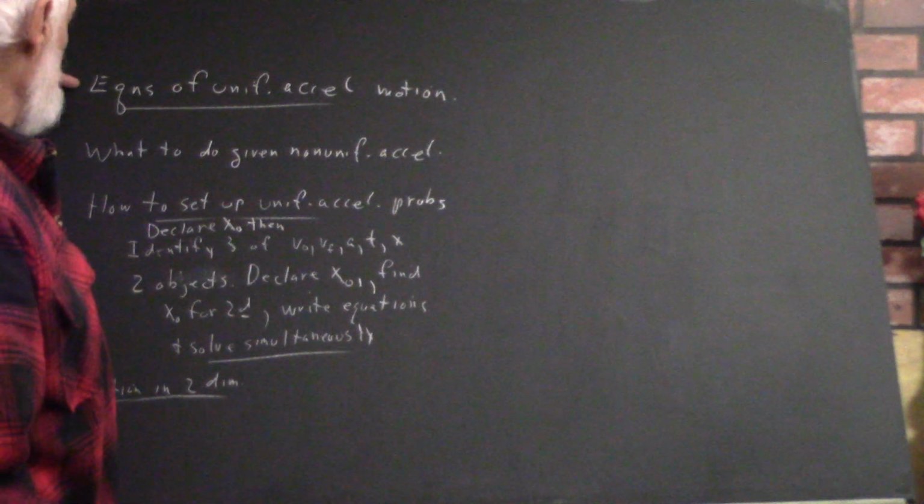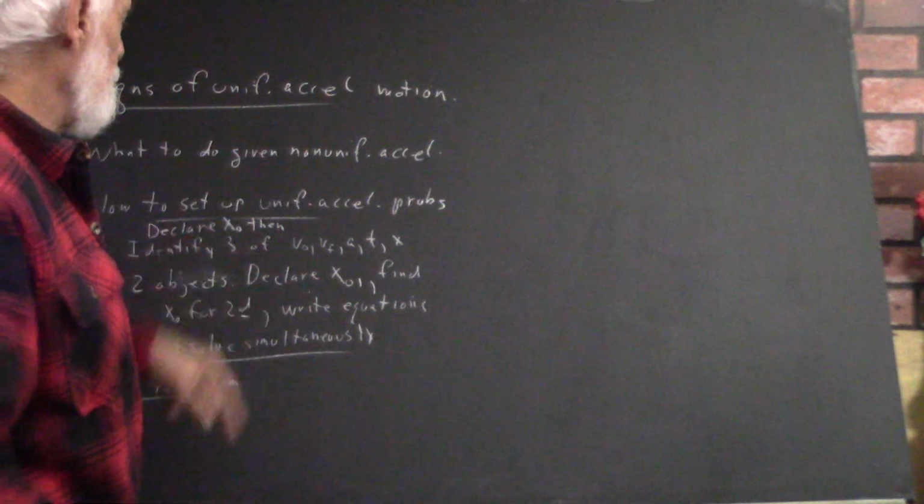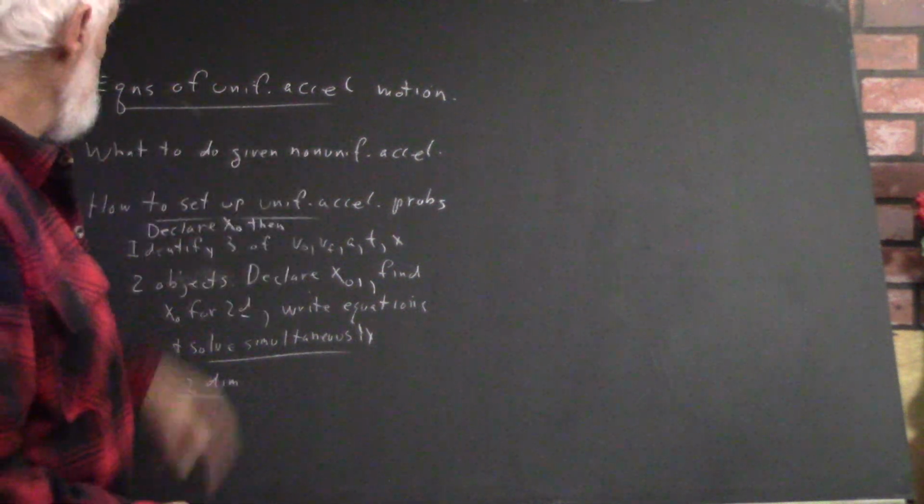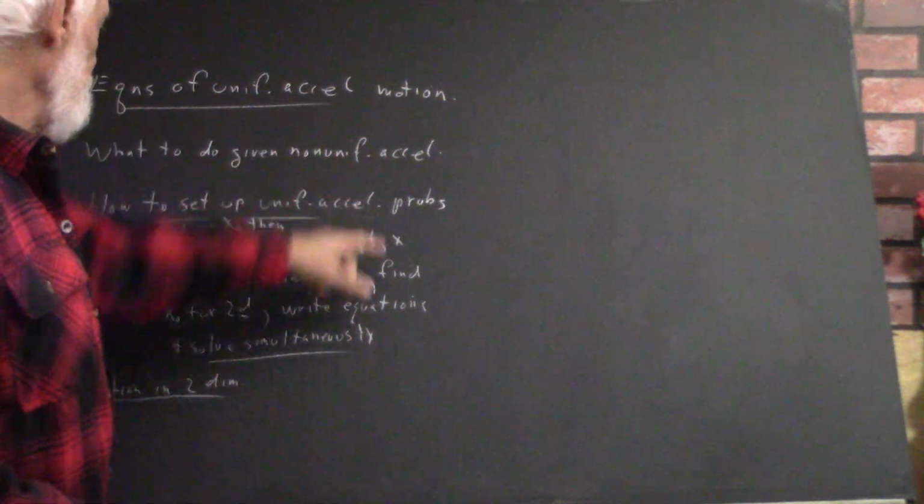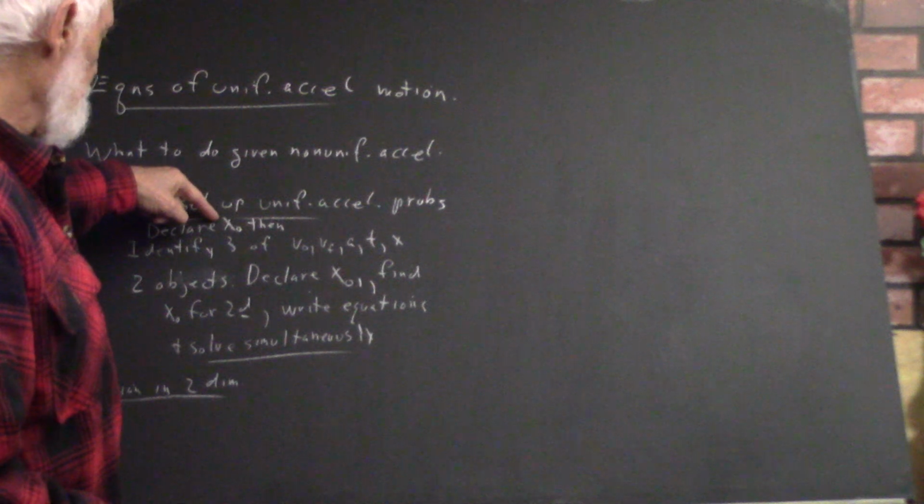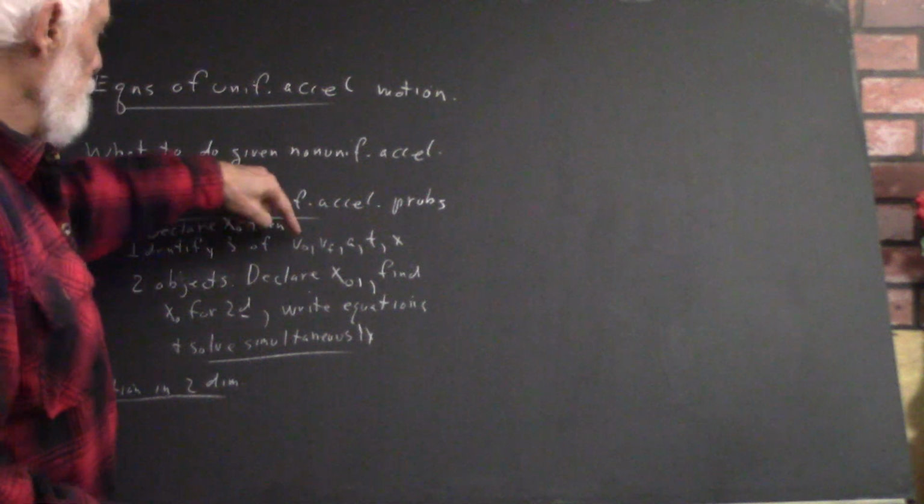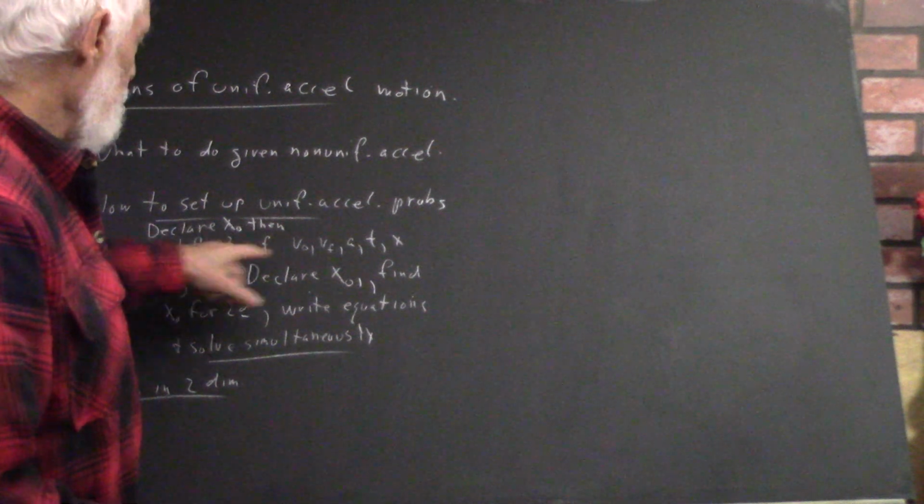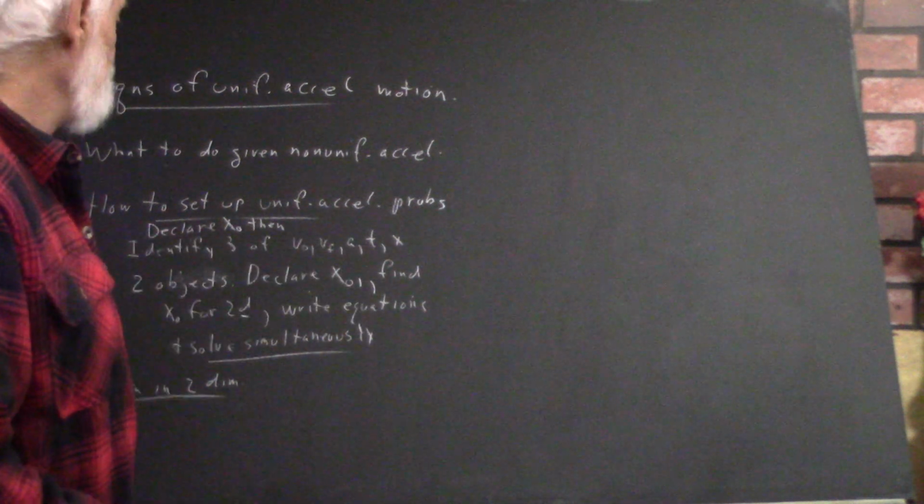Okay, so again, equations of uniformly accelerated motion. You got to know what to do given non-uniform acceleration. You got to know how to get these equations and use them. Set up a uniform acceleration problem. Declare your x naught. Identify 3 of the 5 quantities. If you got 2 objects, you got to identify 3 of the 5 quantities for both of them.